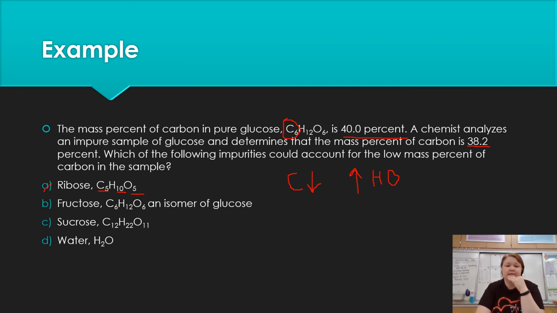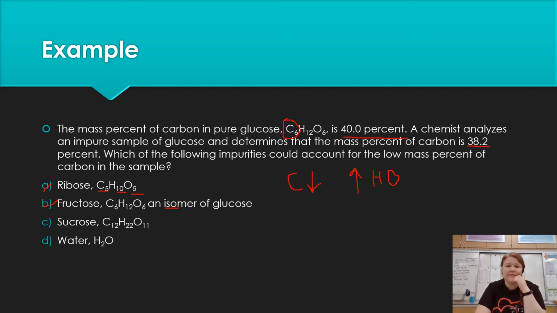Fructose, C6H12O6, an isomer of glucose. You notice that the chemical formulas are exactly the same. An isomer means it's the same atoms, they're just arranged differently. Okay, isomer. Iso means same. Like isotope might be a little more familiar, means the same element, but a different structure. So that doesn't really change anything. We're not getting less carbon, we're not getting more hydrogen, oxygen.